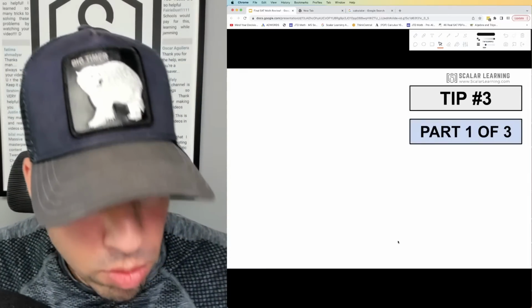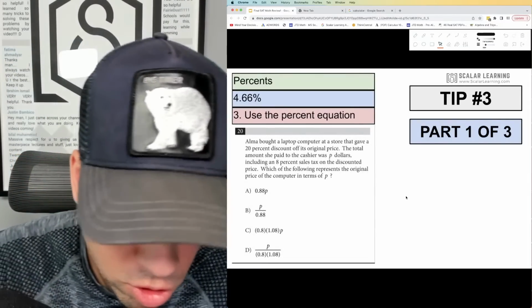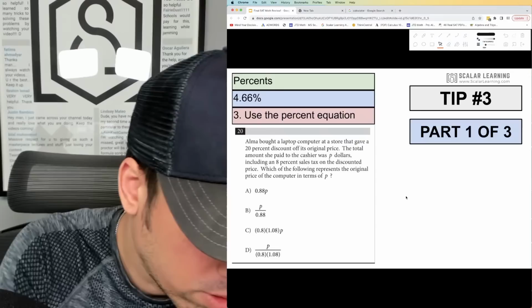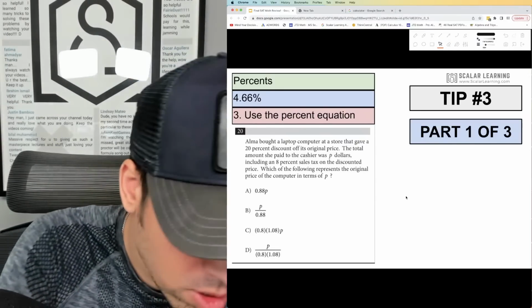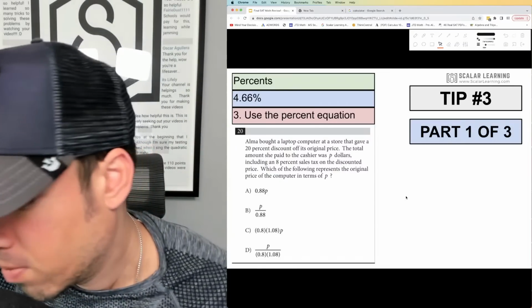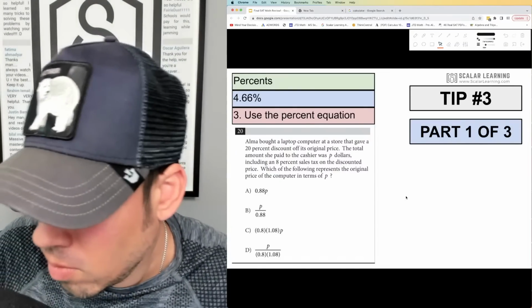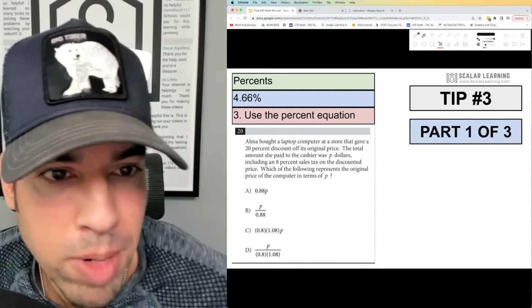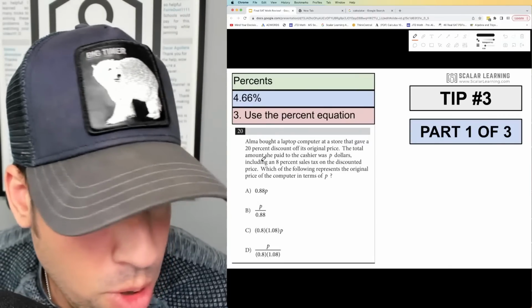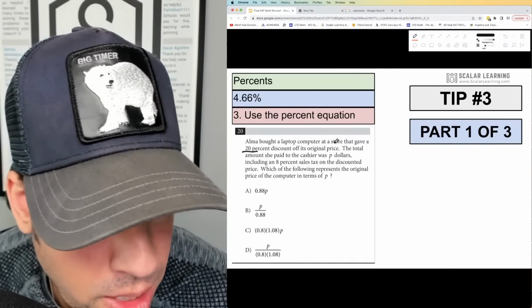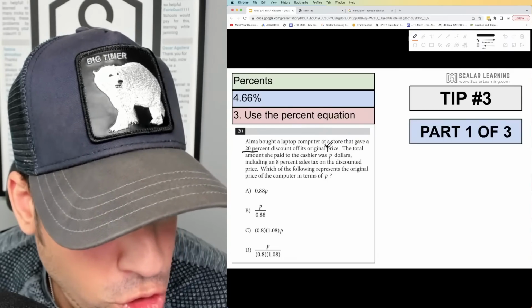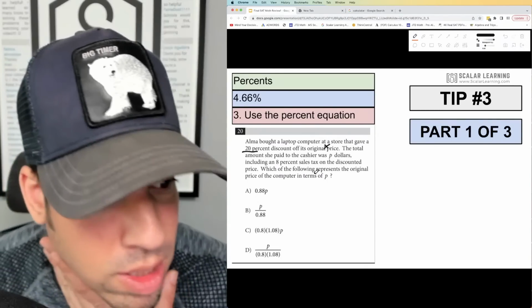All right, tip number 3. Use the percent equation. Man, this thing is really powerful on these percent problems. I'm going to show you how we're going to use it. So you're talking about all this stuff. She bought it at a 20% discount off its original price. So immediately I'm like, okay, we got an original price that's unknown. We got a 20% discount.